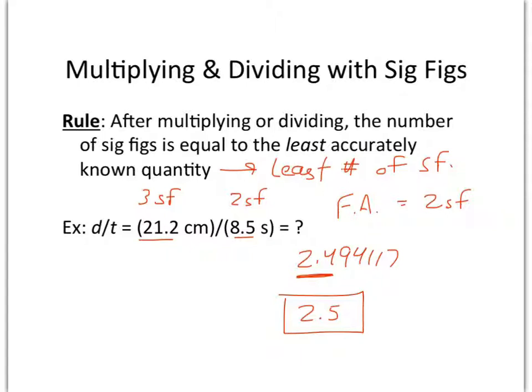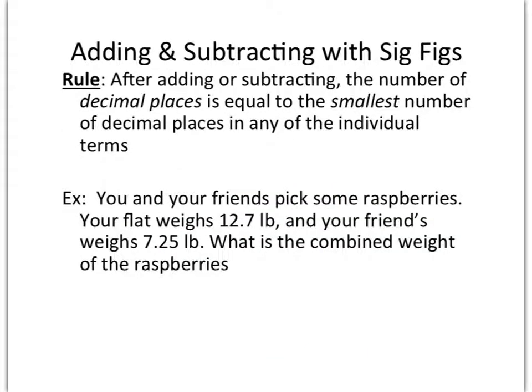All right, so your final answer is the least number of sig figs. You might say that's the least common denominator, all right? 2 sig figs is the least amount, so that's going to be the number in your final answer. How about subtracting. This is actually a little bit easier. It's not based on the smallest number of sig figs, but it's on the smallest number of decimal places. Smallest number of decimal places in any one of the terms that you're adding together.